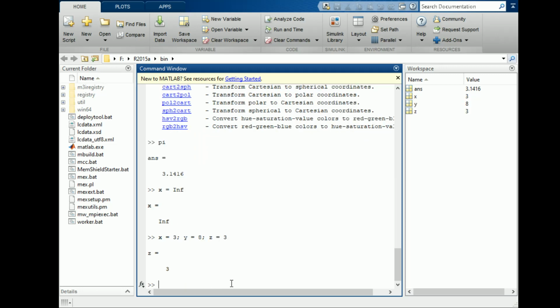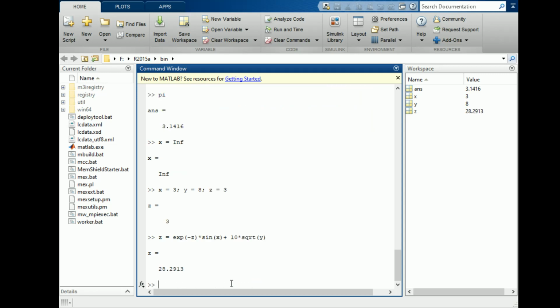Then we start typing the formula or equation. For example, we write z equals exponential minus z, parentheses, multiplied by the sine of x plus 10 multiplied by the square root of y. And that's our answer.